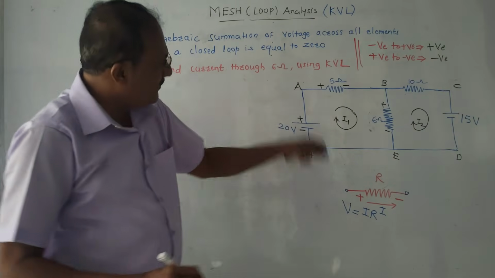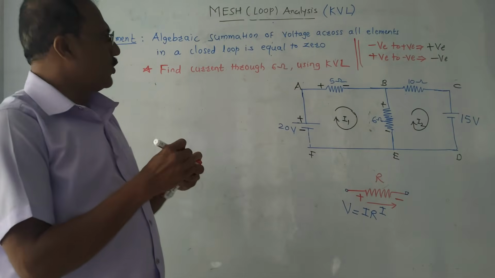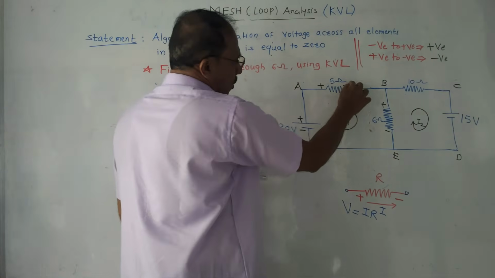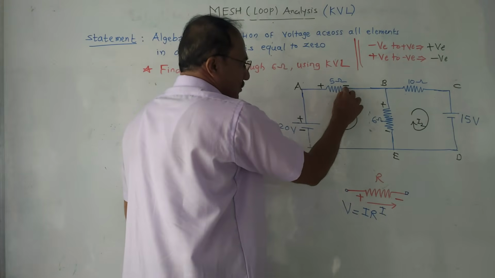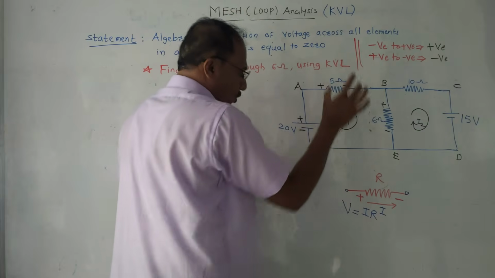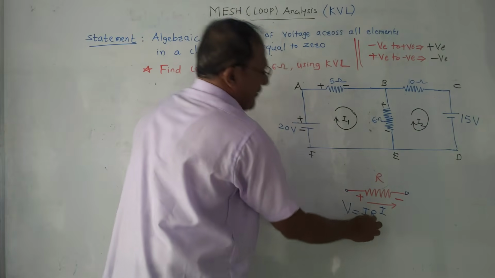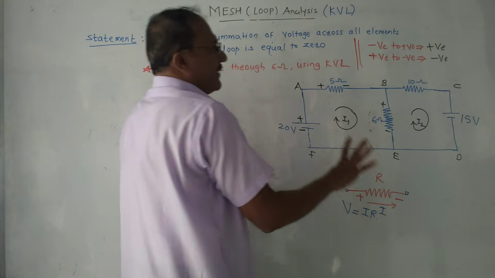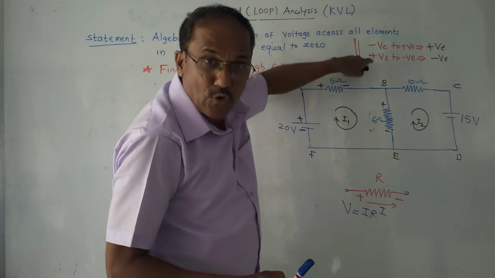I need to follow this equation for each element in the given loop. For the 5 ohm resistor, I already marked the polarities plus to minus. The current is I1, so the voltage drop for 5 ohm is 5 into I1, but we need to follow these rules.